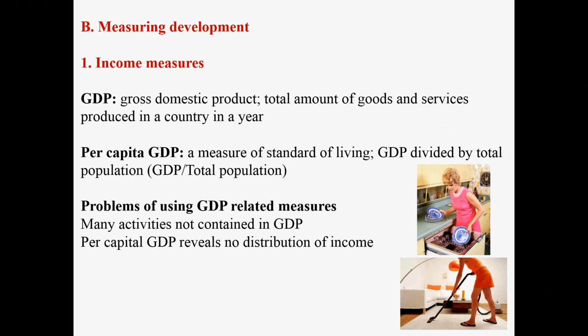The second problem of using GDP as a measure of development is that per capita GDP reveals no distribution of income. It is just an average number. When you have a country such as the US, the average GDP may be 50,000 to 60,000 a year. But we know that not everyone is making that kind of money. Some people make a lot more than that, and some people make a lot less. So that's not the amount of money that everyone in the country actually receives.